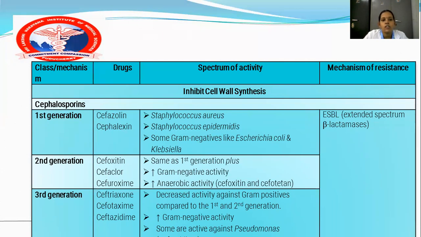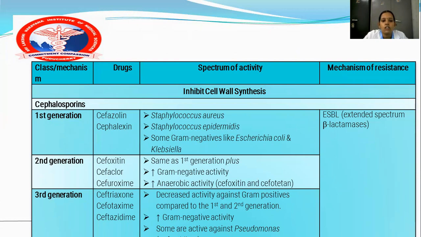And here, first generation: cefazolin and cephalexin, active against Staphylococcus aureus, Staphylococcus epidermidis, and some gram-negative bacteria like E. coli and Klebsiella. Then second generation: cefoxitin, cefaclor, cefuroxime, same as the first generation, and this will also increase the gram-negative activity and increase the anaerobic activity.